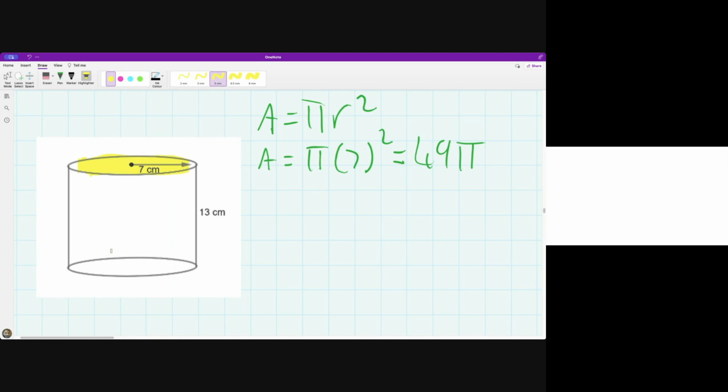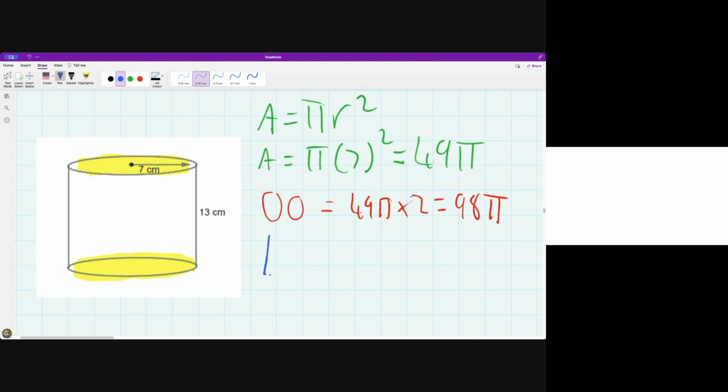Thumbs down if not. Now there's a second circle that I need to include. So 2 circles is just going to be 49 pi times 2, which is 98 pi. Now all I need to do is find the area of the rectangle that goes around the outside.